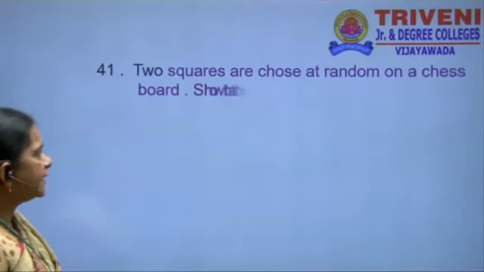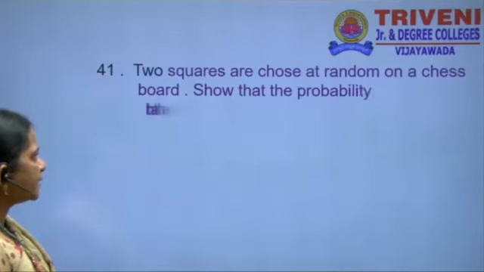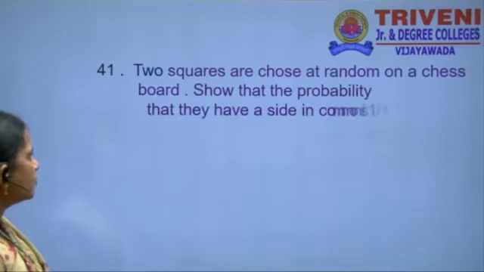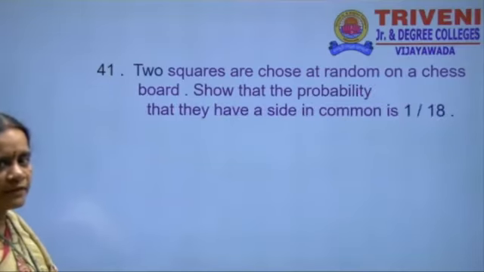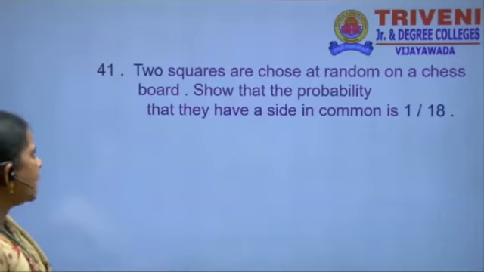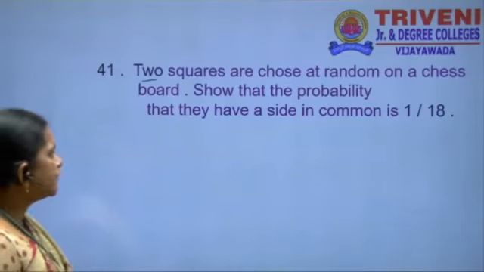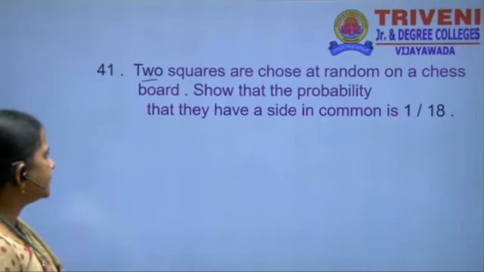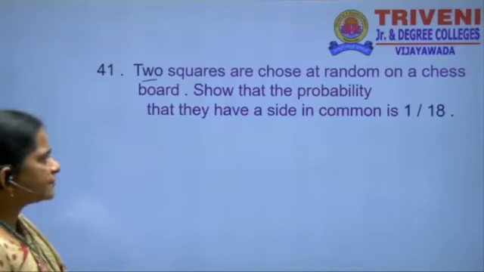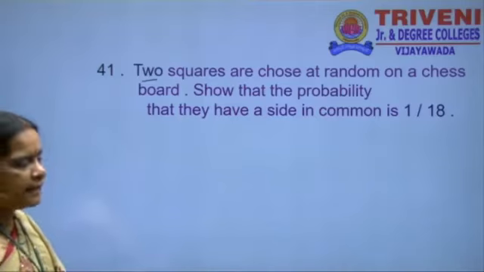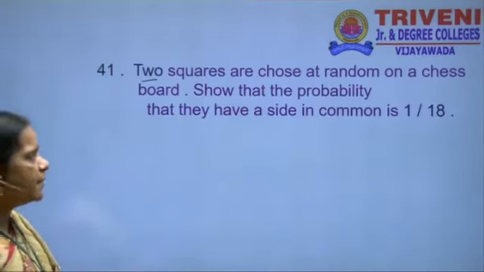Two squares are selected at random on a chessboard. Chessboard has how many squares? 64. Then we have to select two squares. Show that the probability that they have a side in common is 1 by 18. We have to prove here 1 by 18.